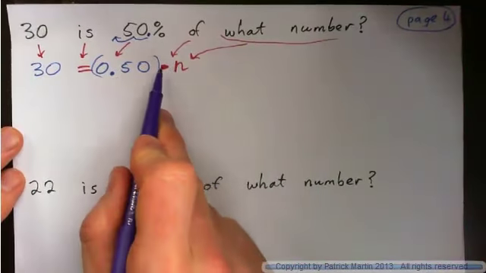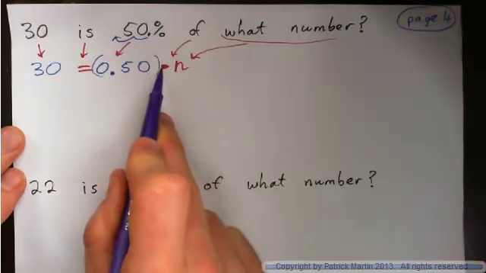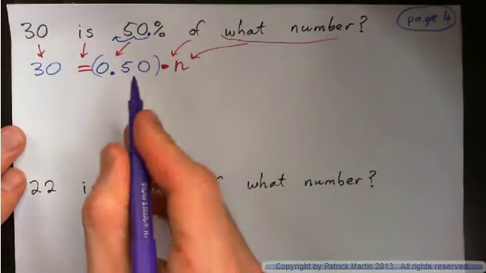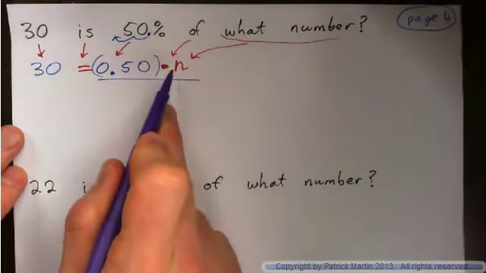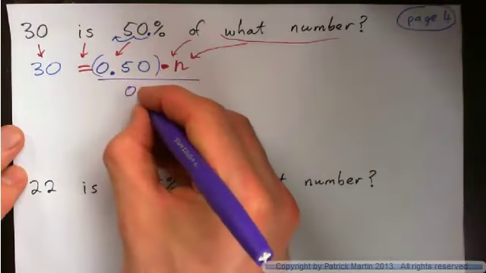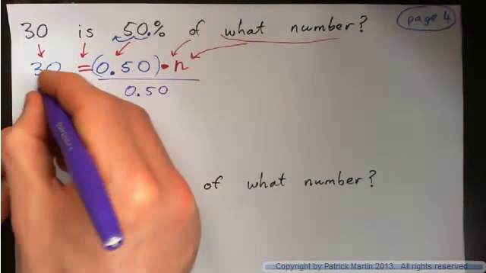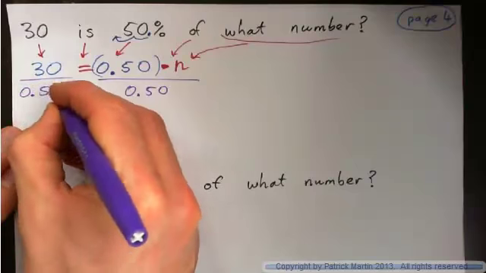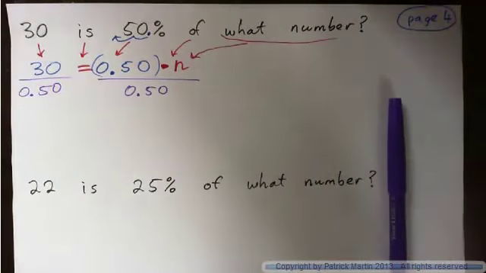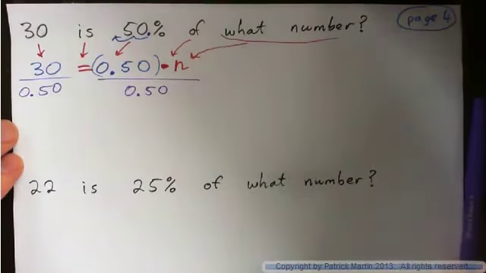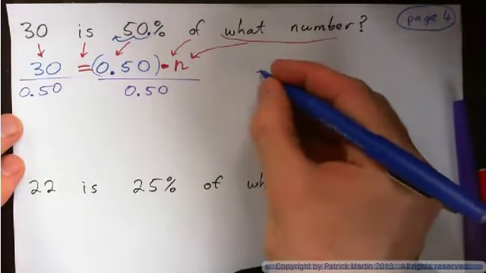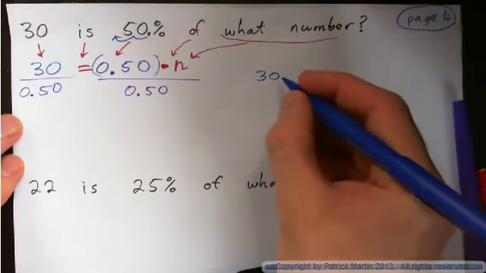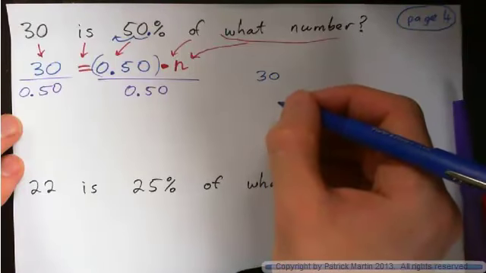So I want to get the n by itself. N is being multiplied by 0.50. What do I need to divide this by to get n on its own? I've got an equation. N is being multiplied by this number. I just divide by that number, don't I? And I must divide both sides by that number. 30 divided by 0.50. Okay. So I guess I need to calculate that. 30 divided by 0.50.